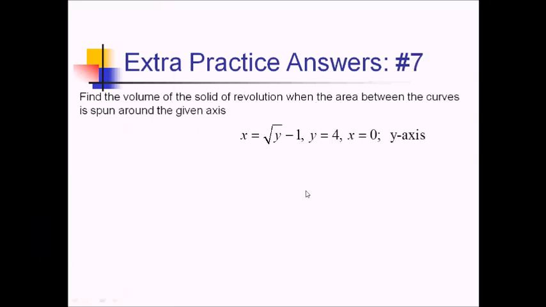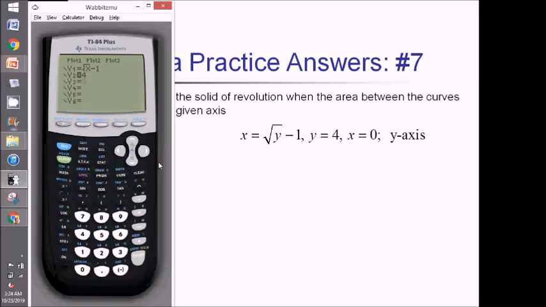For this one, we want to find the volume of the solid of revolution when the area between these curves is spun around the y-axis. So let me start by getting a visual of what's going on here. To do that, I'm going to put some things in my y equals. So I've got, of course, y equals 4, a horizontal line. I can graph that out.